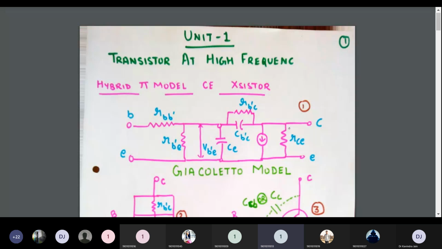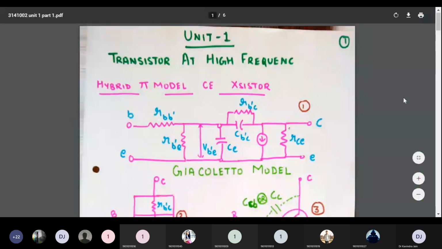Now what is CB-C? Diffusion capacitance. No, CB-E is the diffusion capacitance. CB-C is the transition capacitance. Yes, sir. Okay, very good. Now we are moving towards hybrid pi conductance.